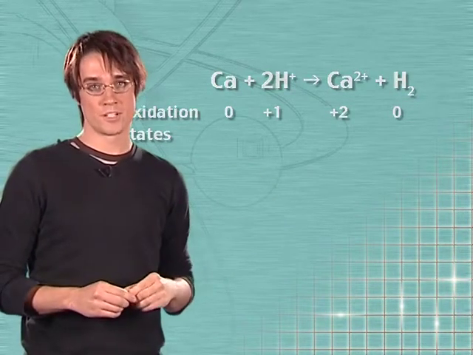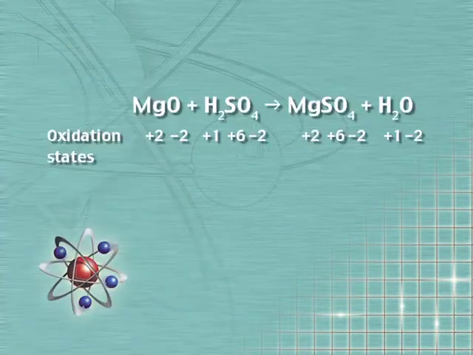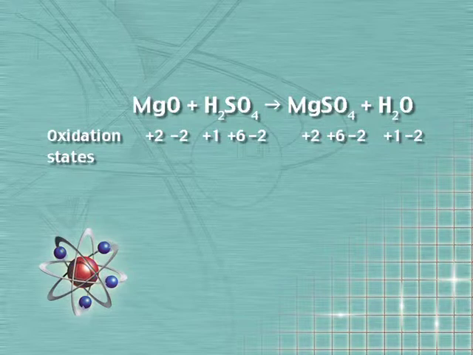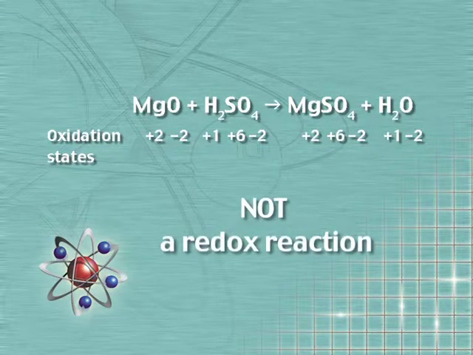Let's look at another equation. And putting in the oxidation states, we can see that there are no changes. Magnesium remains at +2, oxygen remains at -2, hydrogen remains at +1, and sulfur remains at +6. So this is not a redox reaction.